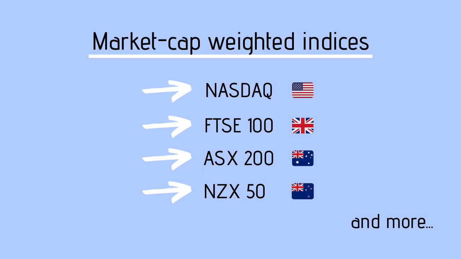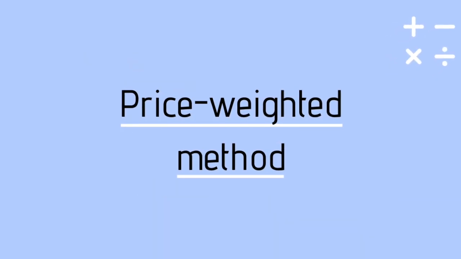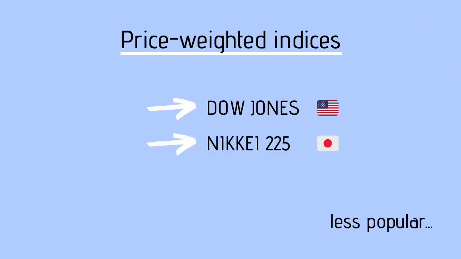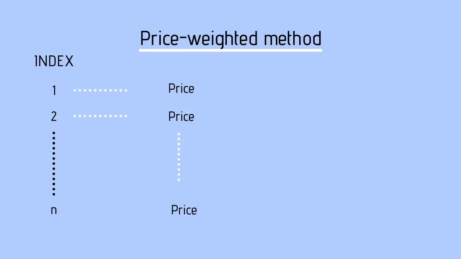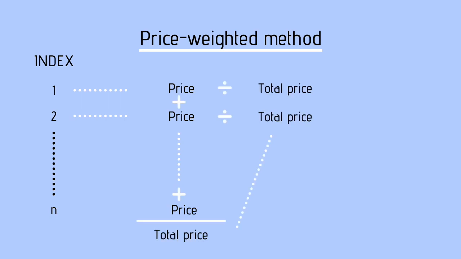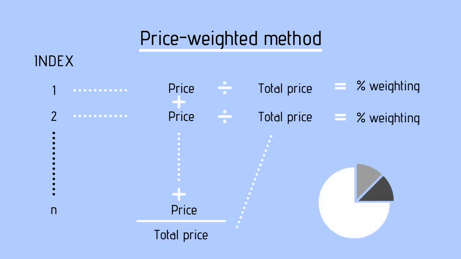Some other examples: the Nasdaq Composite, FTSE 100, ASX 200, and NZX 50. On the other hand, there are indices that use the price-weighted method, like the Dow Jones and the Nikkei 225. The idea of this method is very different, and it's to have the weightings assigned based on the price of the stock. So the weighting for each stock is the price divided by the total price of all the stocks in that index. So naturally, the stocks with the higher prices will have more influence on the index.